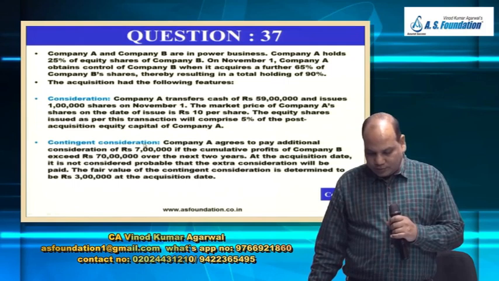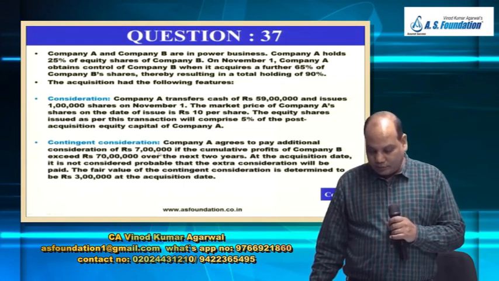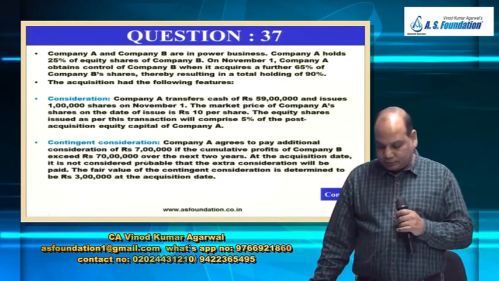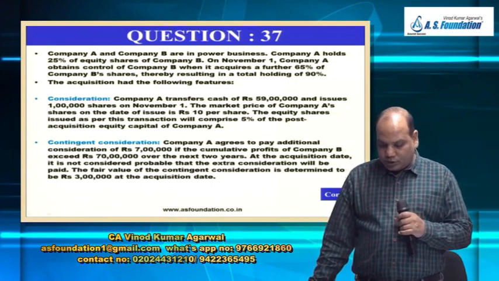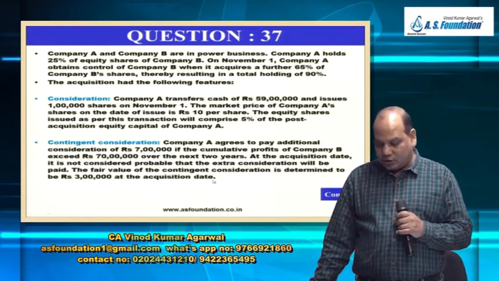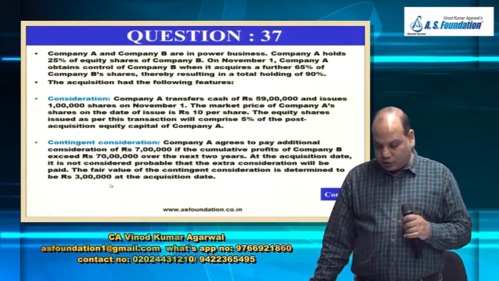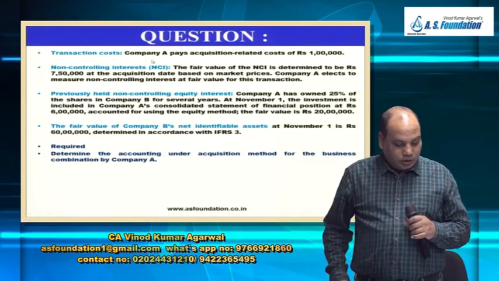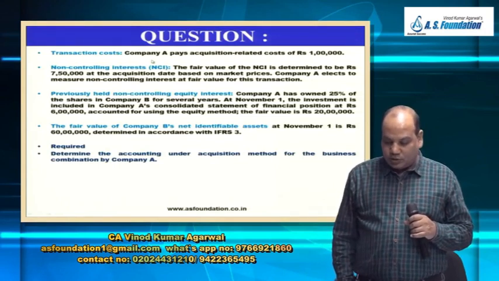Contingent consideration. Company A agrees to pay additional consideration of 7 lakh if the cumulative profit of Company B exceeds rupees 70 lakh over the next 2 years. At the acquisition date, it is not considered probable that extra consideration will be paid. The fair value of the contingent consideration is 3 lakh. So for us 3 lakh rupees is relevant. It is the fair value. Transaction cost is 1 lakh. Ignore.